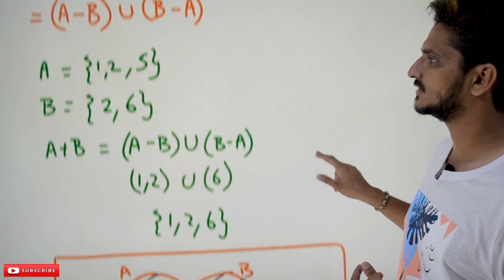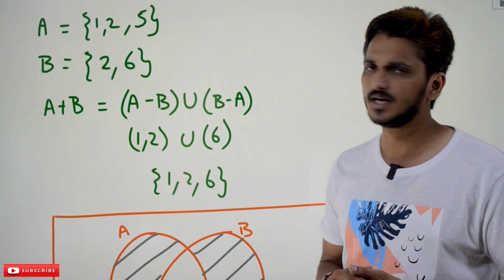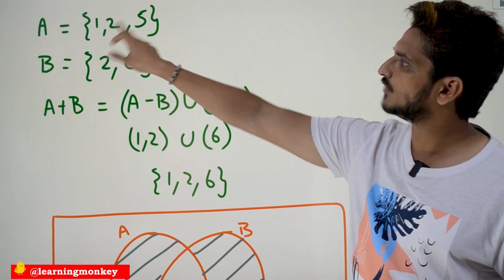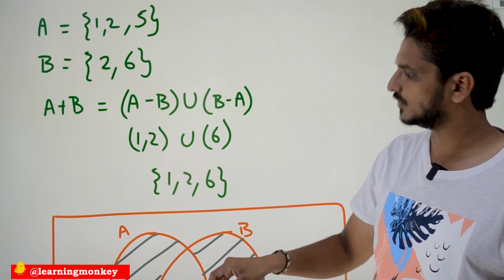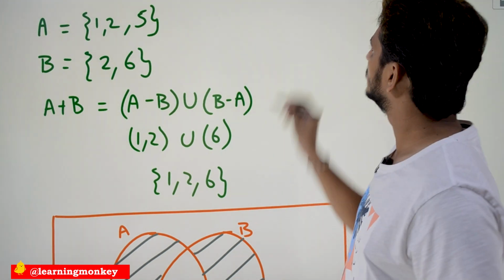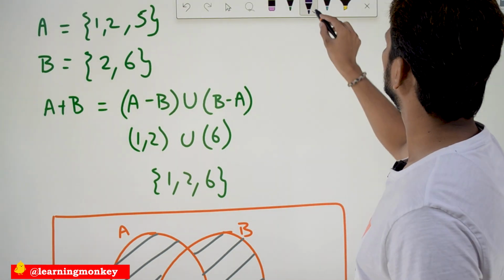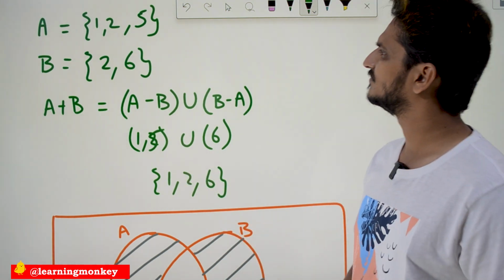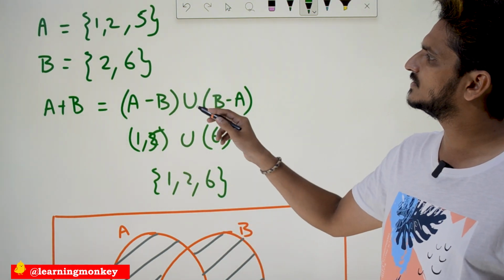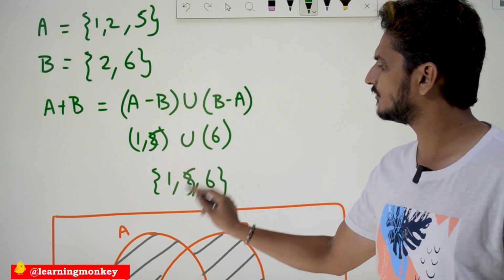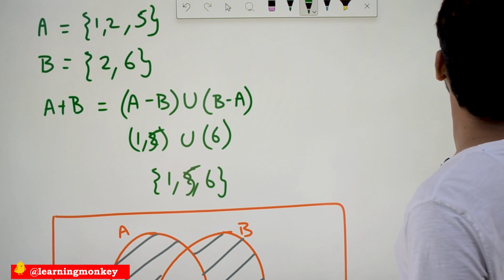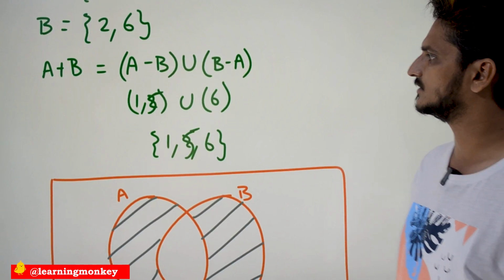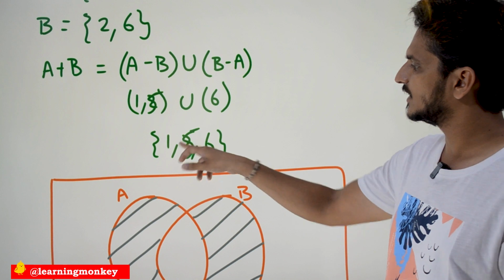To take an example for better understanding, A is equal to {1, 2, 5}, B is equal to {2, 6}. A symmetric difference B is equal to A minus B union B minus A. A minus B: the elements are 1, 2, 5, and 2 is common. So A minus B is {1, 5}. B minus A is {6}. So {1, 5, 6} are the elements that belong to A minus B union B minus A. So the symmetric difference is {1, 5, 6}.